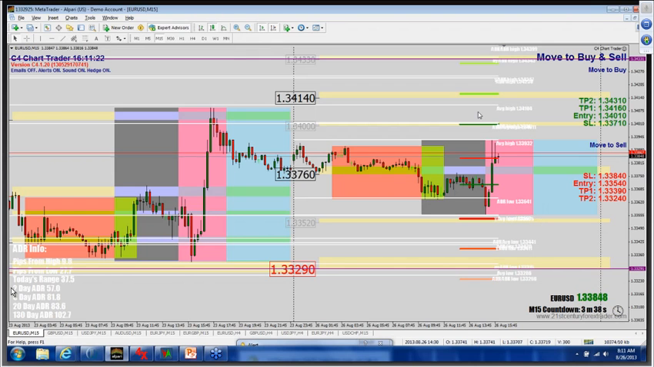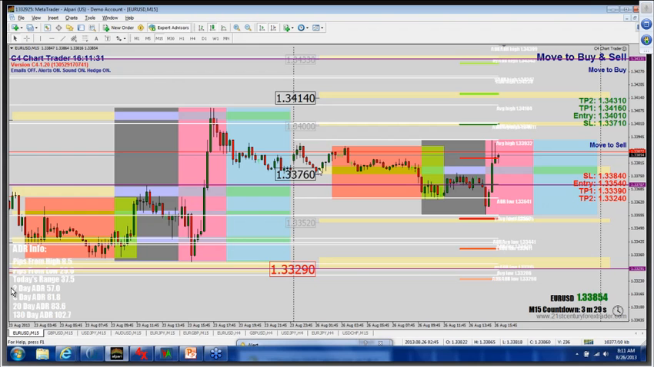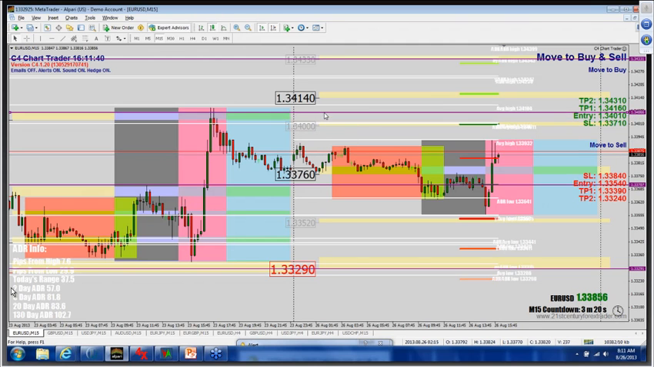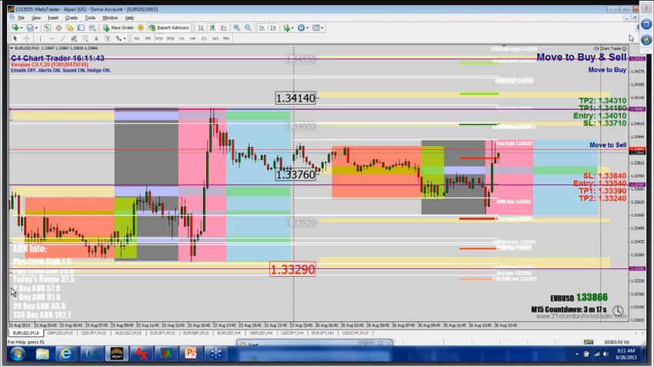So here we go. Next up is our support and resistance information. We know we have a support level down here at 33.70, and we know we have a resistance level up here at 34.08.